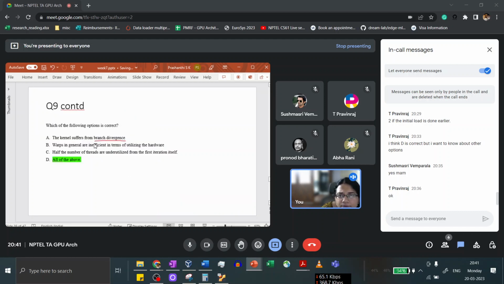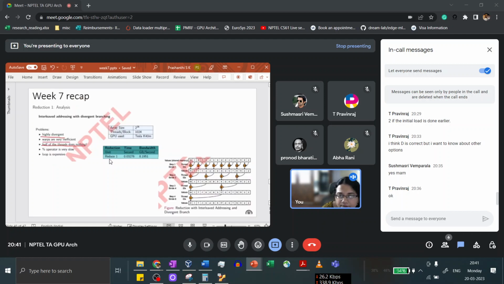And so all of these are true. A, B and C are true. So the problem with this reduction kernel is all of the above. That's why its performance is so poor, and that's why we propose a lot of optimizations on top of it. Hope this is clear.